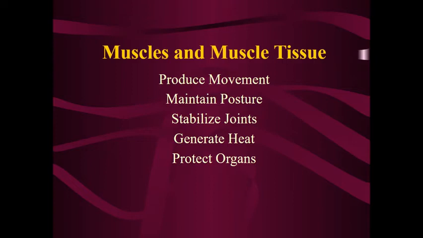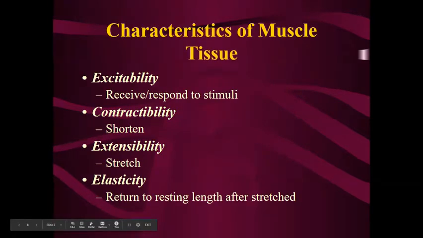When it comes to muscles and muscle tissue, there are five main functions: to produce movement, to maintain posture, to stabilize joints, to generate heat, and to protect organs. Muscle tissue has four different characteristics.